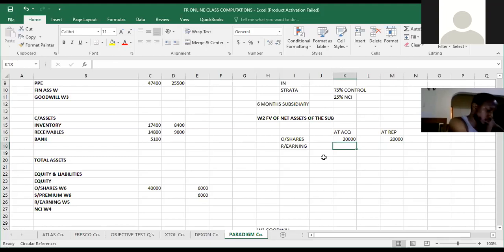4,000. Okay, at acquisitions minus 6,000. That's why we went to that one. Minus 4,000. So minus 6 and 4, right? Okay. Now we have our fair value adjustment.